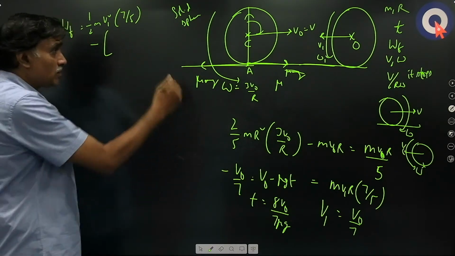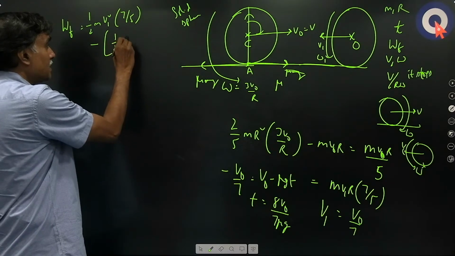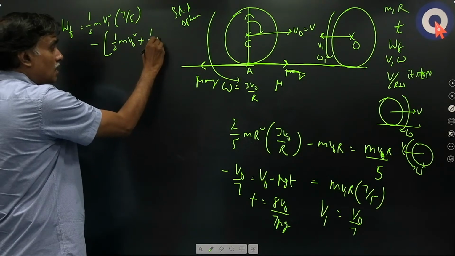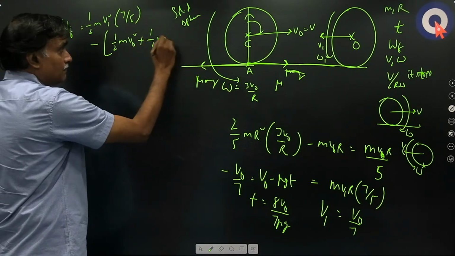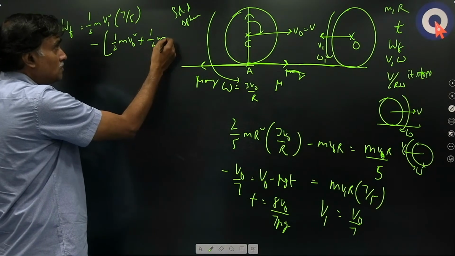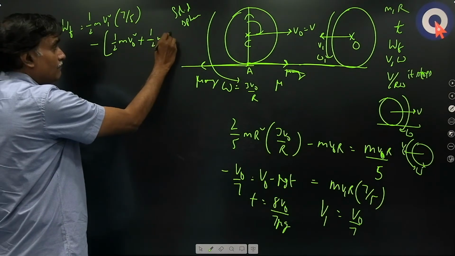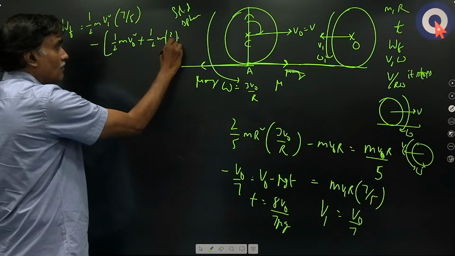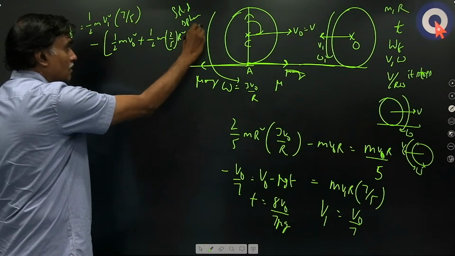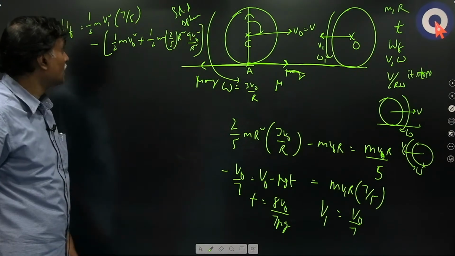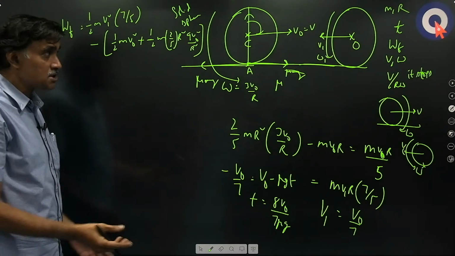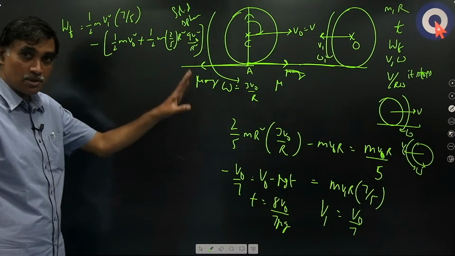What is initial kinetic energy? Translational kinetic energy plus rotational kinetic energy. What is translational kinetic energy? Half m v naught square plus rotational kinetic energy, half I omega square. What is I? 2 by 5 m r square, into 9 v naught square by r square, the initial angular velocity. Okay, this is work done by friction. And once it starts rolling, no friction acts because there is no other force acting.